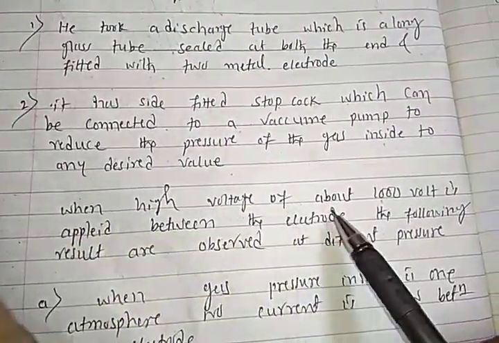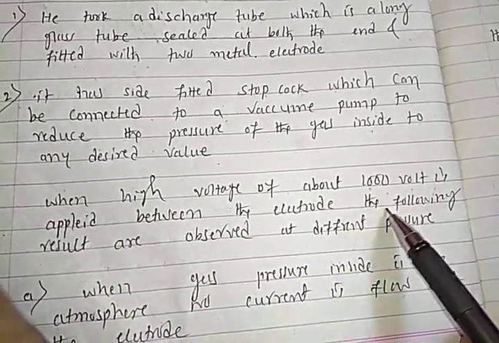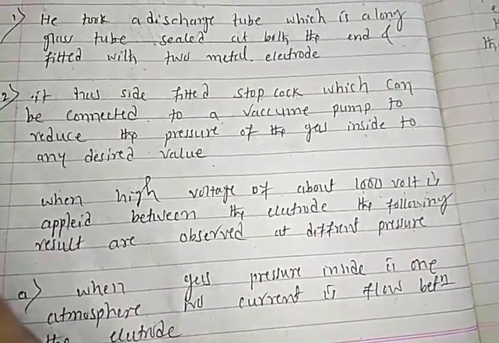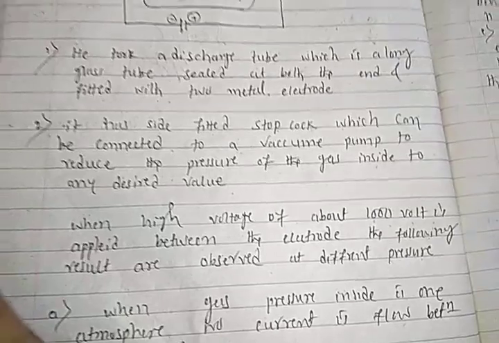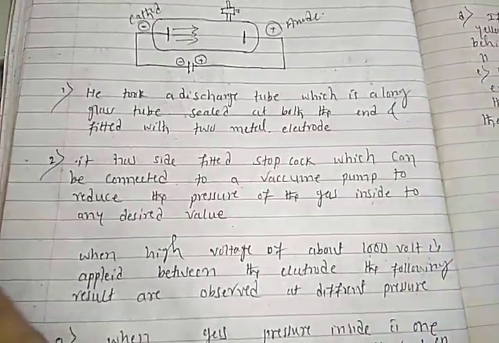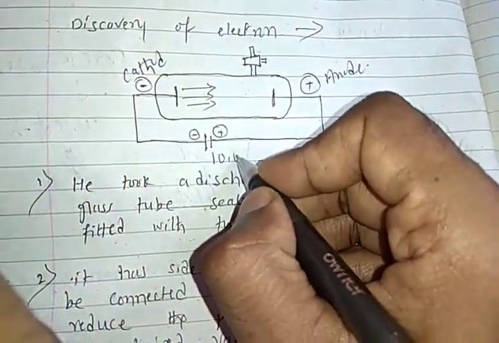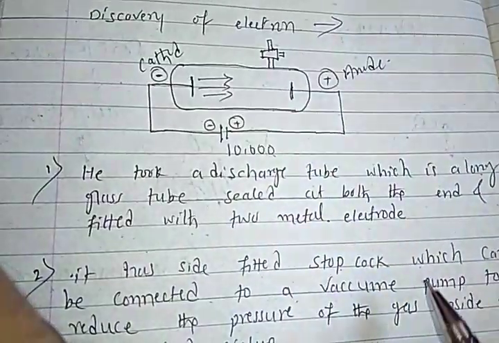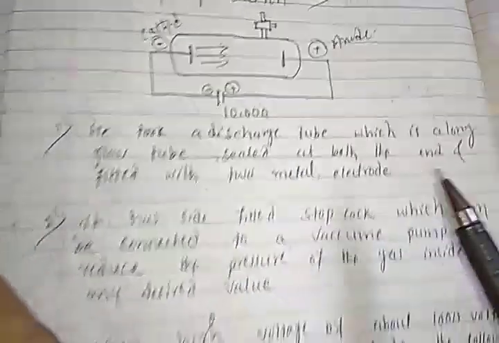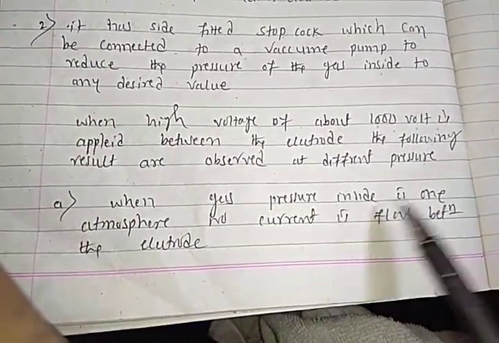So when a high voltage of 1000 volts is applied between the two electrodes, the following results are observed at different pressures. The battery applies 1000 volts of energy between the electrodes, and we observe what happens at different gas pressures inside.